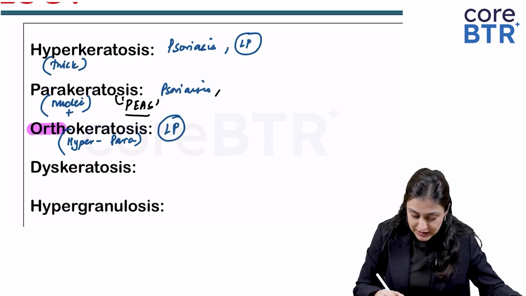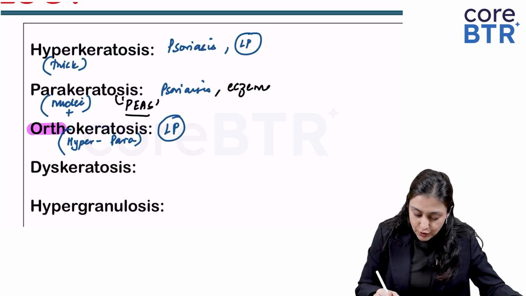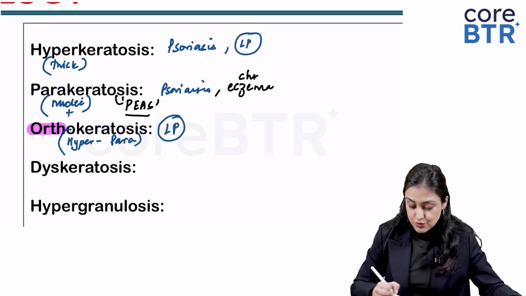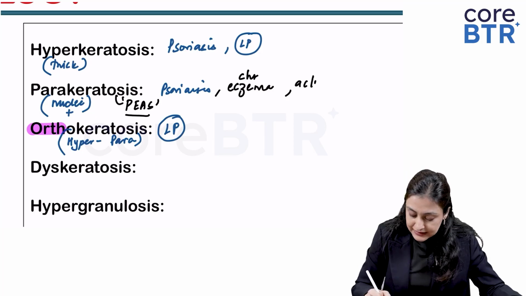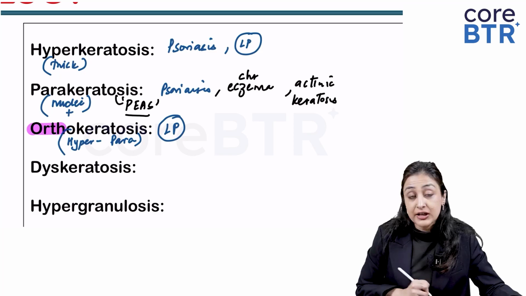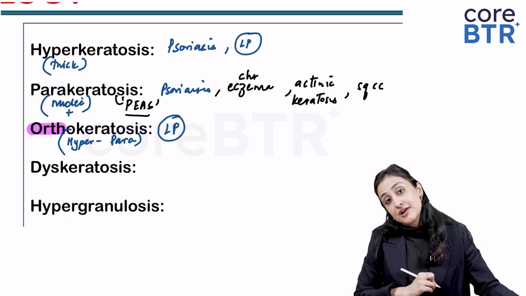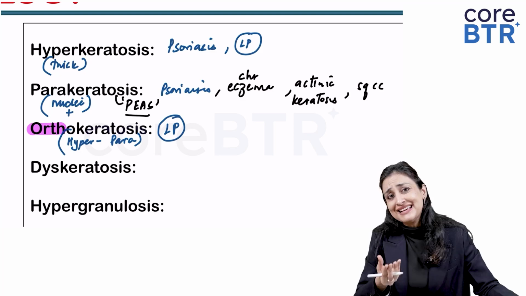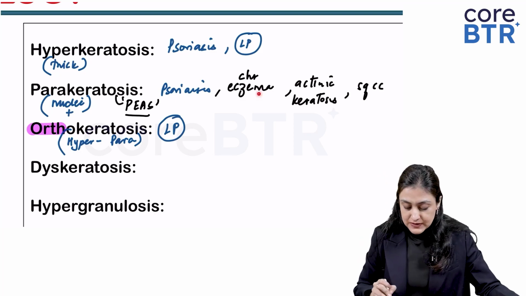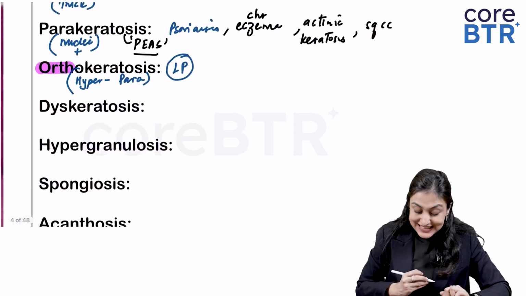So we have psoriasis, eczema. Chronic eczema will lead to parakeratosis. Then A for actinic keratosis. We will learn this soon. It's a pre-malignant condition. Scales, actinic keratosis, and squamous cell carcinoma. So anywhere where you have scales, thickening, this is peas for you.